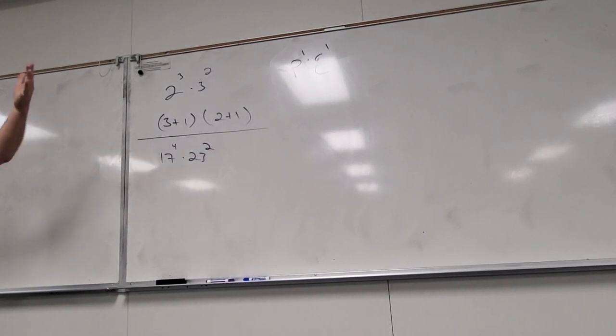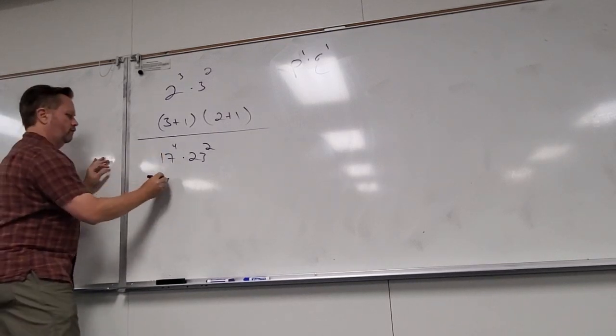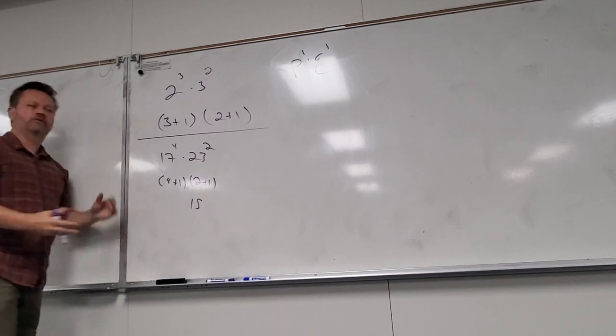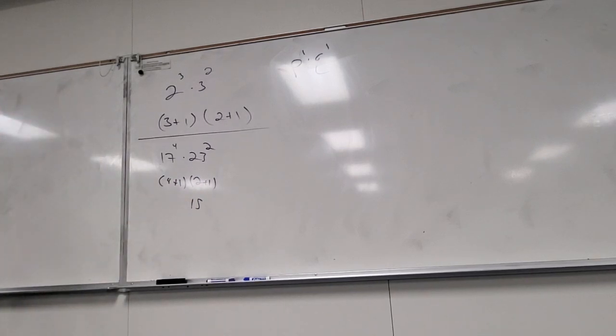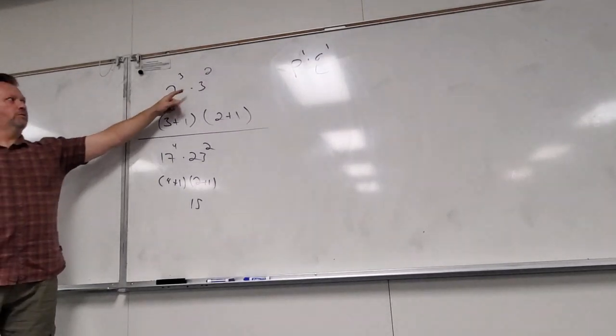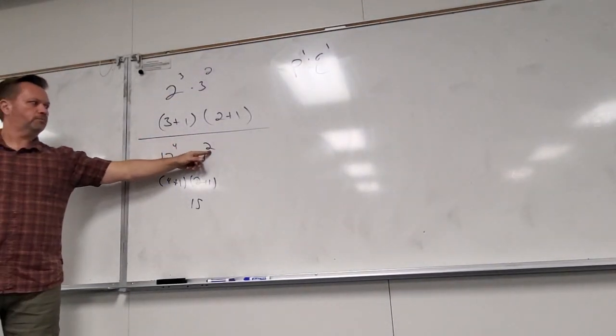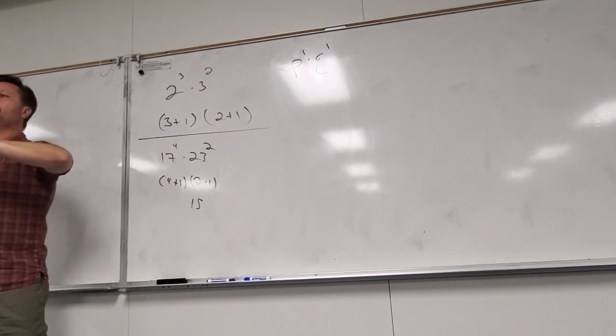The process in math doesn't care what the numbers are. Yeah, because you would do 4 plus 1 times 2 plus 1, 5 times 3. There would be 15 total factors, right? It does not matter what the prime numbers are. I really want you to get this, right? I don't care if it's 2 and 3, or 17. As long as they're prime and you take their powers and add 1, we talked about why that makes sense.